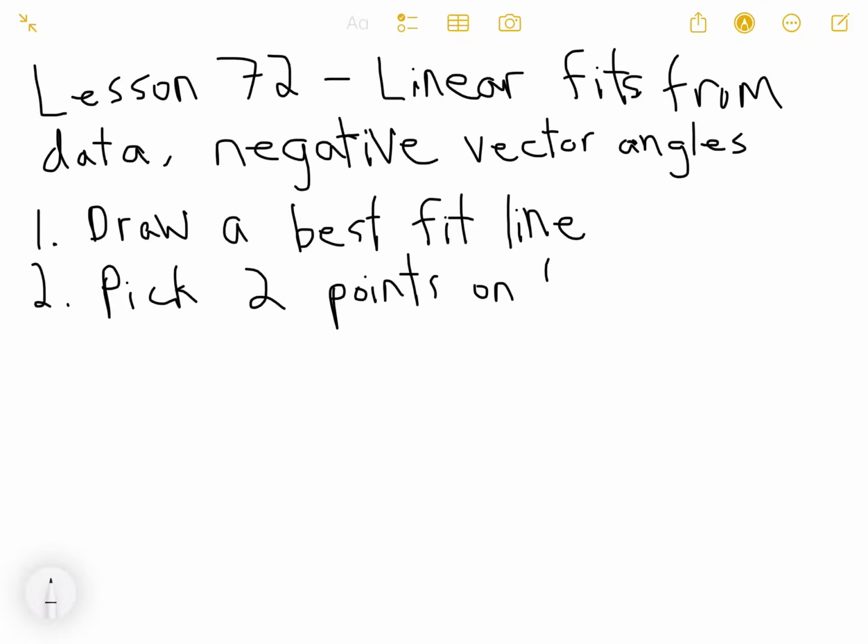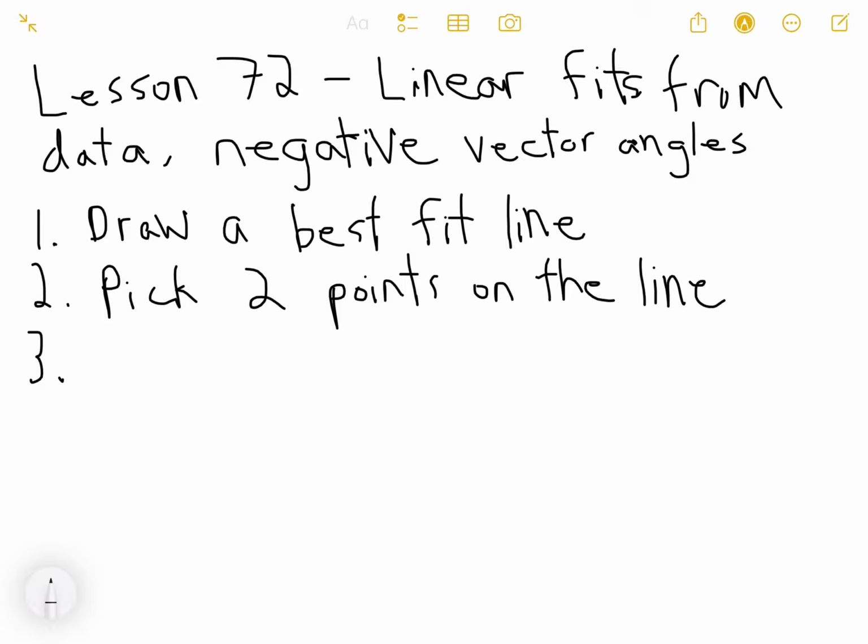Okay, so this is important that I pick points on the line. I don't pick the actual data points. I mean, it may be the same, but I want to pick them from the line. Okay, this is important. And then from there, we know that we have an equation of a line.